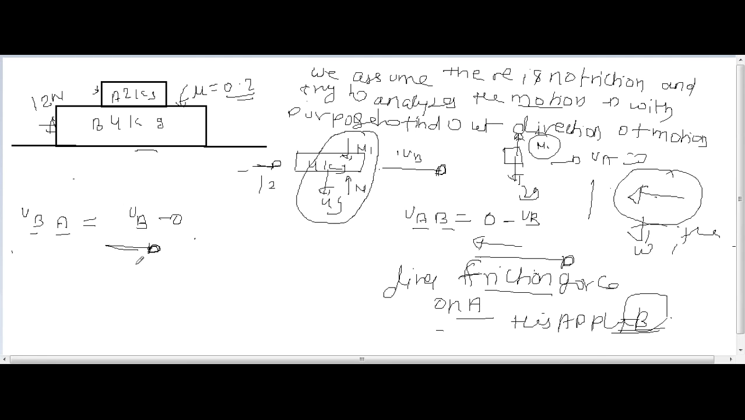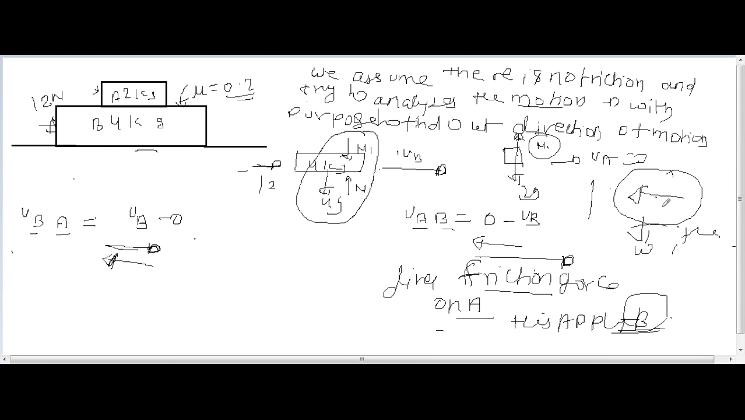So what is the function of friction force? The function of friction force is to oppose. So here this is the opposite, and this is the reduction of friction force on B by A. So look, both are correct. Both are predicting the same direction.